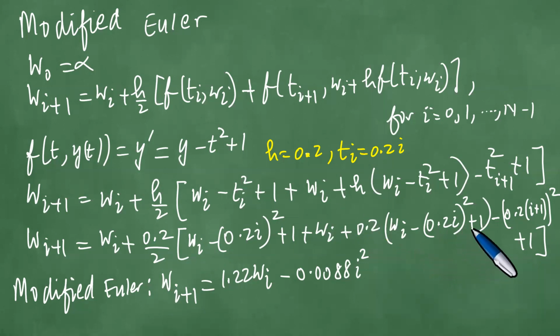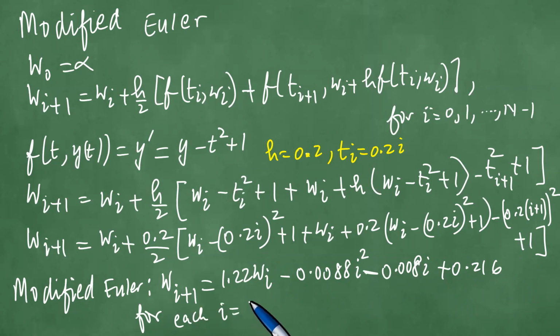Let's see, just checking this one. Yeah, there's a square, so it's going to be 0.04. If you square 0.2, you have 0.04 times 2 times 0.1. So this one is going to become minus 0.008I. You can always check that if you expand everything there. And then this one is going to become 0.216. The modified Euler is going to give us this. That is the difference equation for the modified Euler, and this is the case for each I.